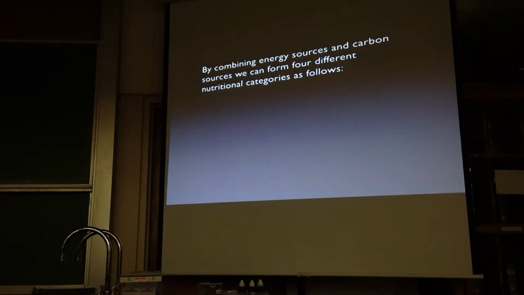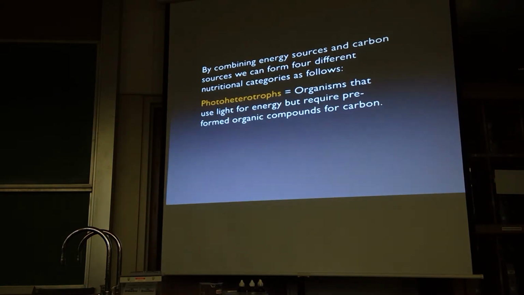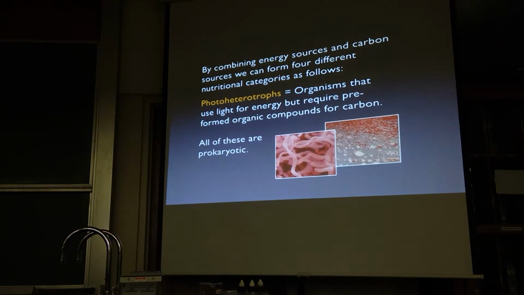If we have organisms that are using light energy, but they use organic compounds for carbon, we call them photoheterotrophs. As far as I know, the only organisms that fall into this nutritional category are prokaryotic. So there are some prokaryotes. They can use light energy, but they have to have organic carbon. One of our morphological unknowns, in fact, it's the only one we have that is a spirillum. They are photoheterotrophs. They can also function as chemoheterotrophs.